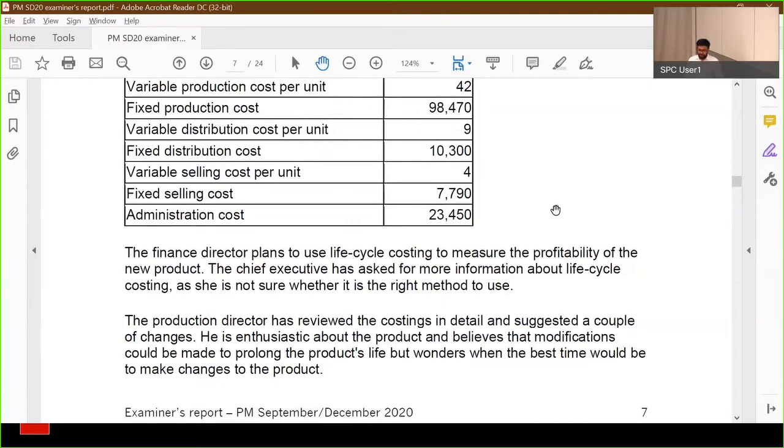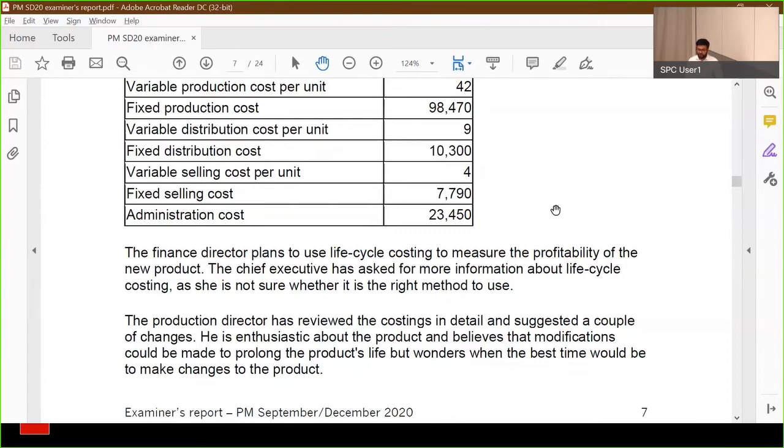The chief executive has asked for more information about life cycle costing as he is not sure whether it is the right method to use. The production director has reviewed the costings in detail and suggested a couple of changes. He is enthusiastic about the product and believes that modifications could be made to prolong the product's life cycle, but wonders when the best time would be to make changes to the product.